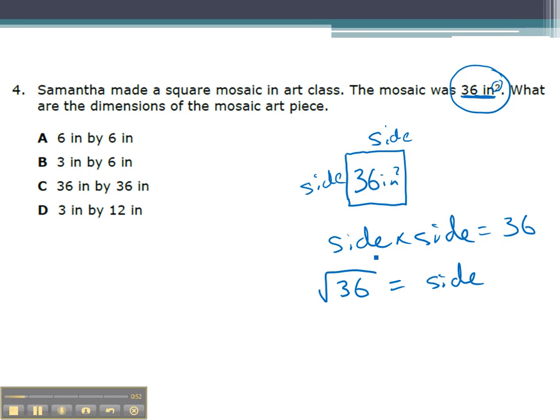You just have to ask yourself what number times itself would equal 36, and I think you can see that would be 6 inches by 6 inches. So the answer will be answer choice A. You could rule out B and D just knowing that it's a square, and then C is just really testing whether you know what that 36 inches squared represents, that you know that that's the area and not the side length.